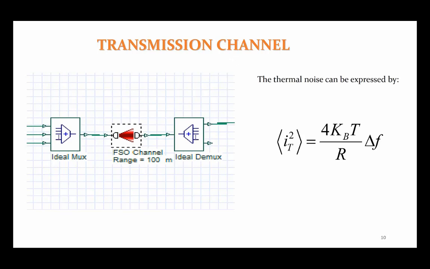We shall consider the free space between the transmitter and the receiver as the transmission channel. In the simulation, we have defined the distance between the two ends as 100 meters. The performance of the system shall be affected by noise sources such as the ambient optical noise and the thermal noise, which can be expressed as we can see.